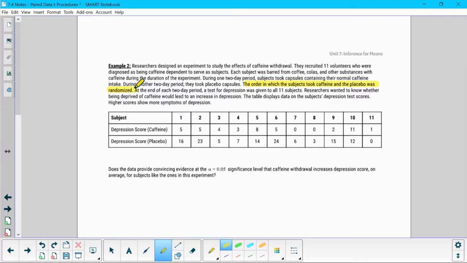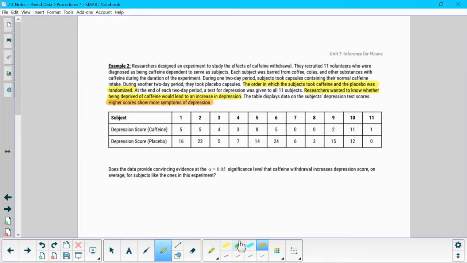At the end of each 2-day period, a test for depression was given to all 11 subjects. Researchers wanted to know whether being deprived of caffeine would lead to an increase in depression. The table displays data on the subjects' depression test scores. Higher scores show more symptoms of depression. So they want to know if a person does not receive caffeine, would they end up with a higher score?